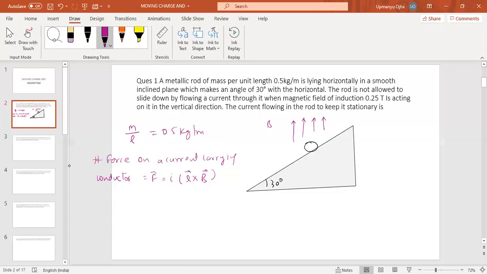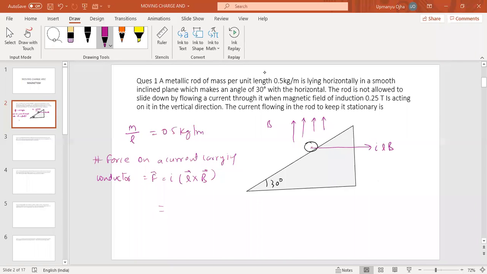Now we can see what should be the direction of the force acting on this. If you take the right hand thumb rule, place the finger on length, which is inside the plane, and curl toward B, which is vertical, the direction of force would be on the right side, and that would be equal to ILB. I hope you understand how we got this force direction.